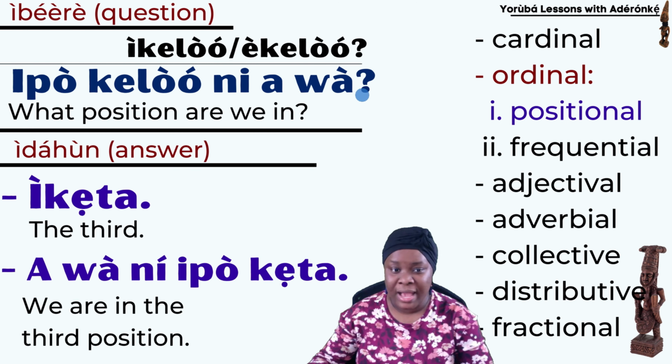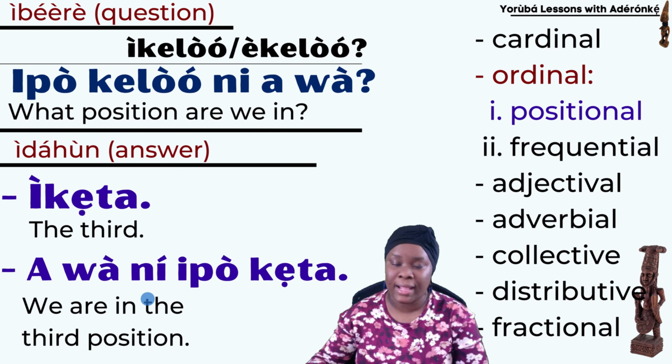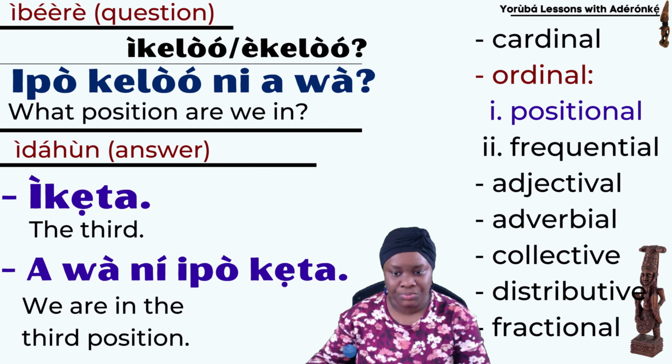Ipò kélòó ni a wà? A wà ní ipò kẹta. What position are we in? We are in the third position. Ipò kẹta. We are in the third position. A wà ní ipò kẹta. We are in the third position.